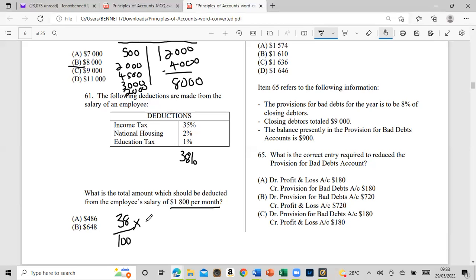1,800. These numbers look a little bit spooky. All right, so we divide by 10, divide by 10. So it would be 18 times 38. That would be our answer. Right, so let me just multiply that.